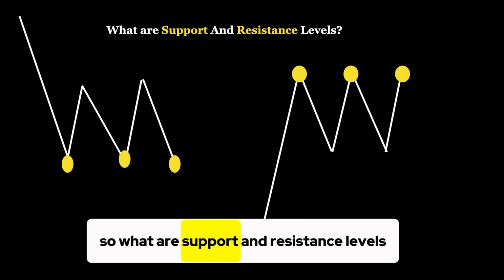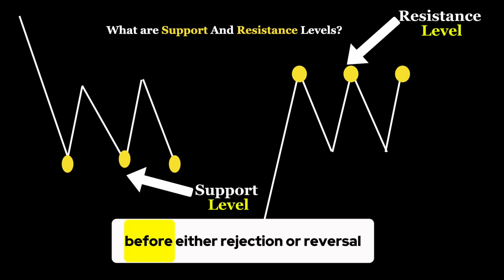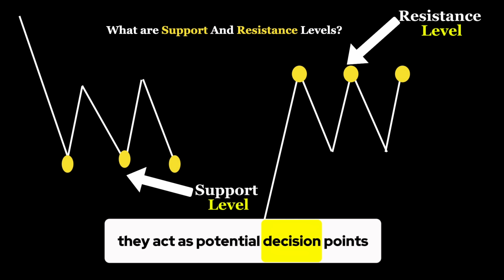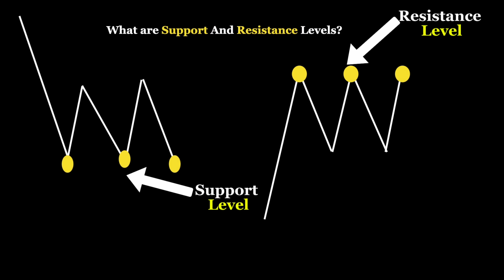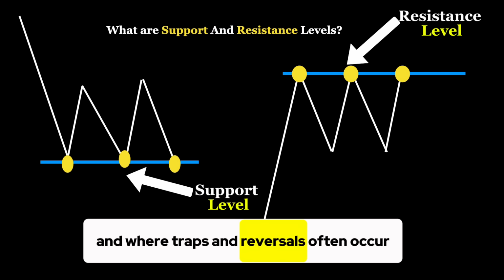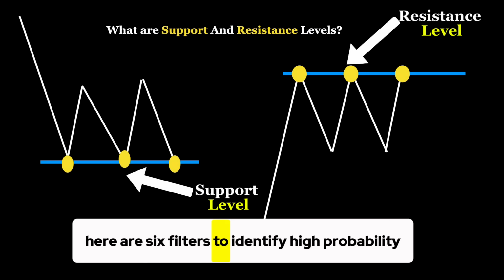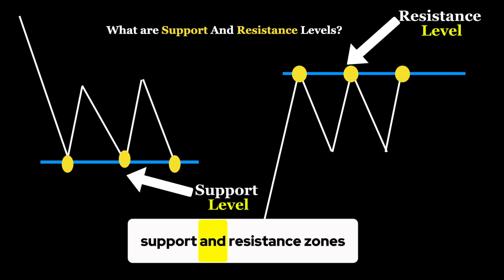So, what are support and resistance levels? They're zones where price has shown clear reactions before, either rejection or reversal. They act as potential decision points, not guarantees. We draw them to highlight where liquidity builds and where traps and reversals often occur. But not every level is valid. Here are 6 filters to identify high-probability support and resistance zones, the kind smart money hunts.